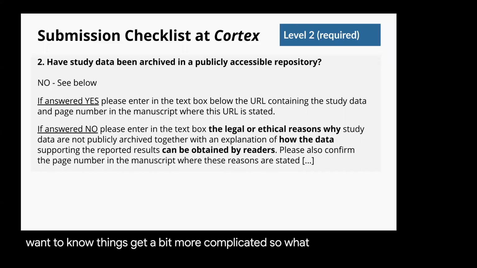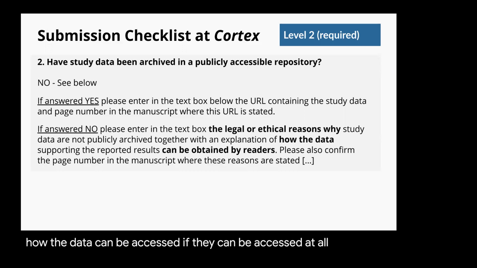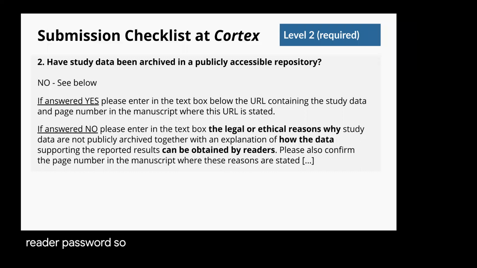So at level 2, you have to be very specific about why the data are not shared. So if there's a legal or ethical reason for not doing so, you also have to indicate how the data can be accessed, if they can be accessed at all, if the reader asks for it. So for example, one way to do this would be to request to the ethics committee that you need access to the data, and upon their approval, you could get access. So these are a bit more complicated cases.